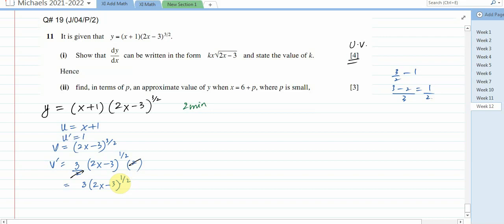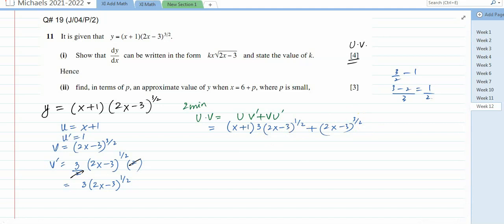Alright, now we need to apply the working formula. u into v is u times the derivative of v plus v times the derivative of u. So u is x plus 1, the derivative of v is 3 times (2x minus 3) with the power 1 upon 2, plus v, which is (2x minus 3) with the power 3 upon 2, and the derivative of u is 1. Now we can see that 2x minus 3 can be taken as common, but which 2x minus 3 should be common?